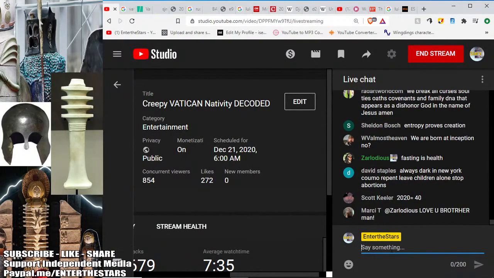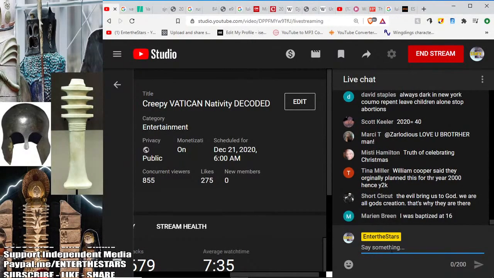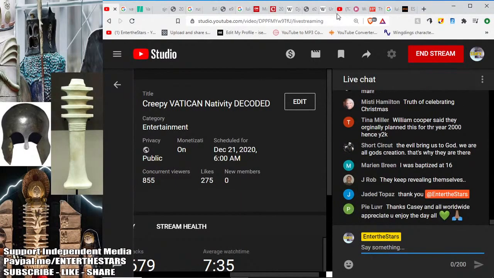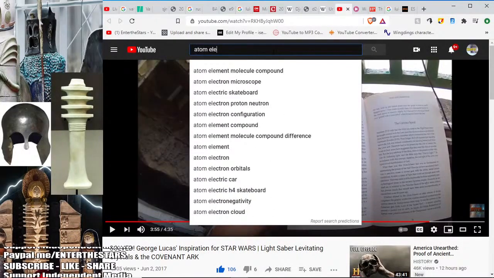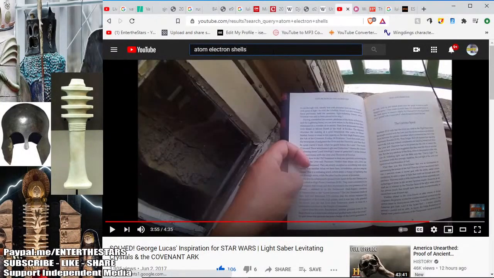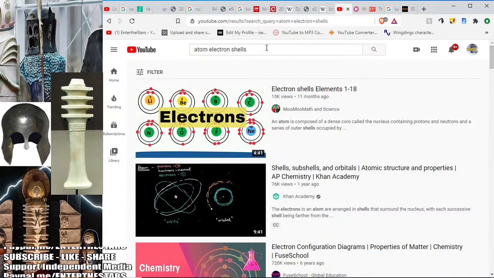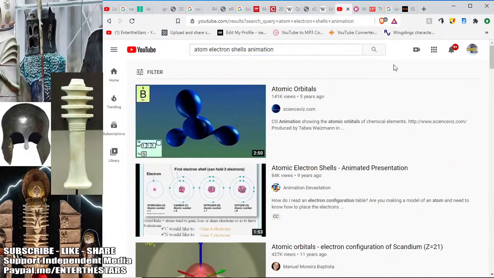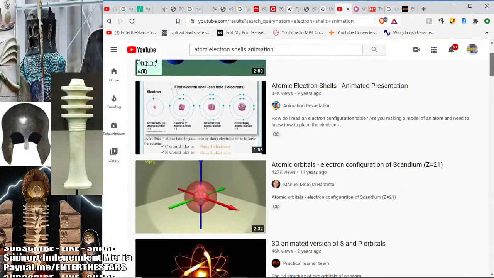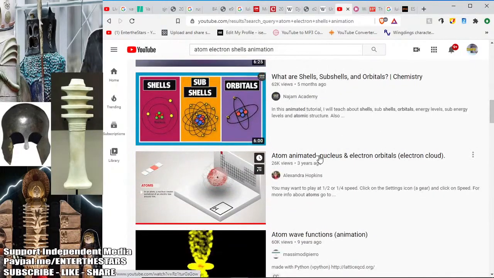Entropy proves creation. There's an amazing video here on YouTube showing the electron shells of the atoms. Let's see if we can find it. Atom electron shells. And it's a graphic that really demonstrates these Russian dolls, okay? Because it builds. Oh, here it is right here.